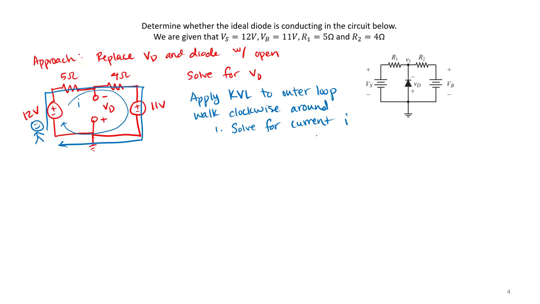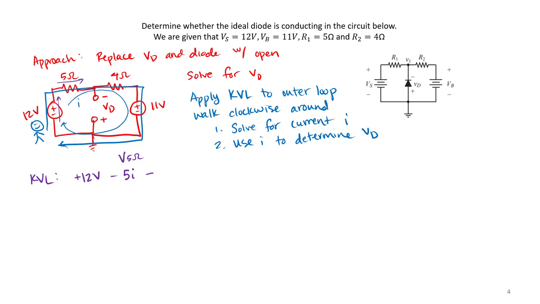Because once I know what that current I is, then I can use I to determine VD. So if I apply Kirchhoff's voltage law, let's see what we get. First we have plus 12 volts. Then we walk across our 5 ohm resistor in the direction of I. So I'm going to go ahead and write my voltage across the 5 ohm resistor as minus 5 times I.